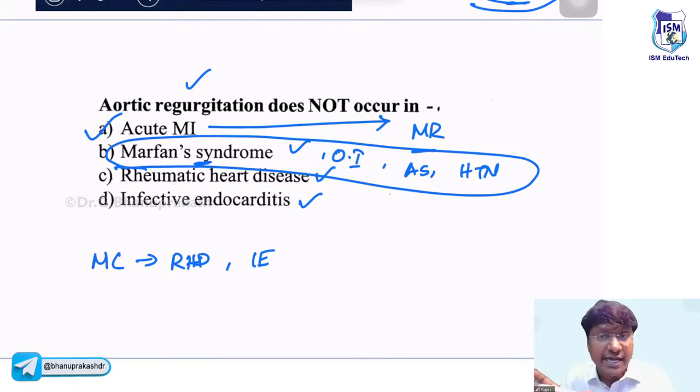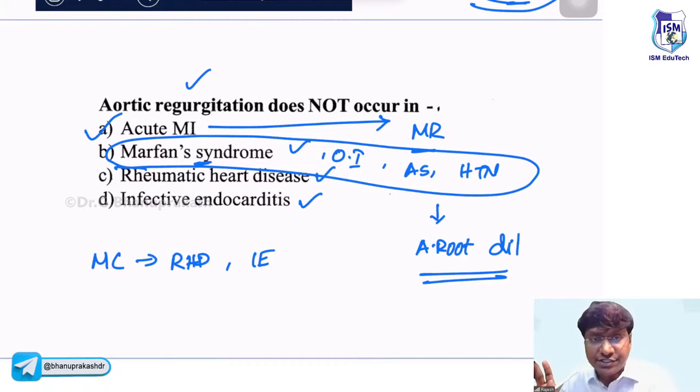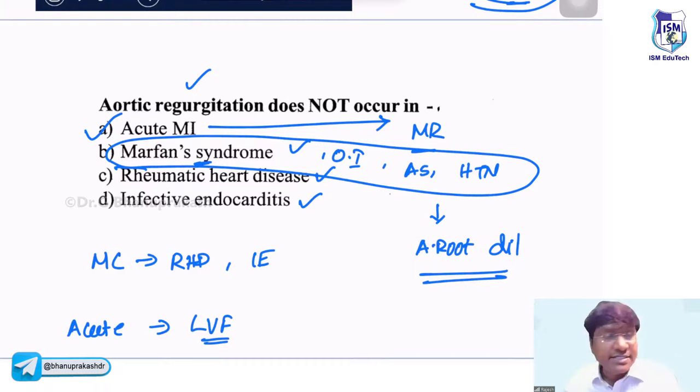So because of the aortic root dilatation, you have the development of aortic regurgitation. Now, aortic regurgitation, we have two types, acute and chronic aortic regurgitation. Patients with acute aortic regurgitation present with sudden onset left ventricular failure and you don't have any peripheral signs. But in patients with chronic AR, you have the presence of the peripheral signs, right?